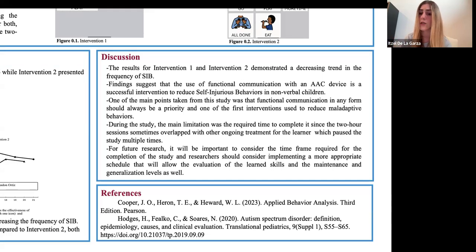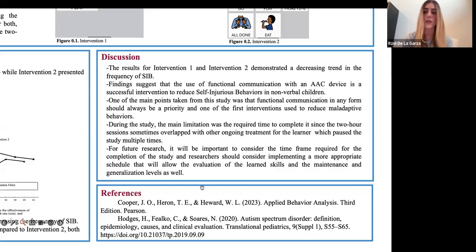I know that one of the limitations for this study was that sometimes my sessions would overlap with OT, occupational therapy, or speech therapy. So I had to stop them and then I had to redo them. So it was a limitation there.